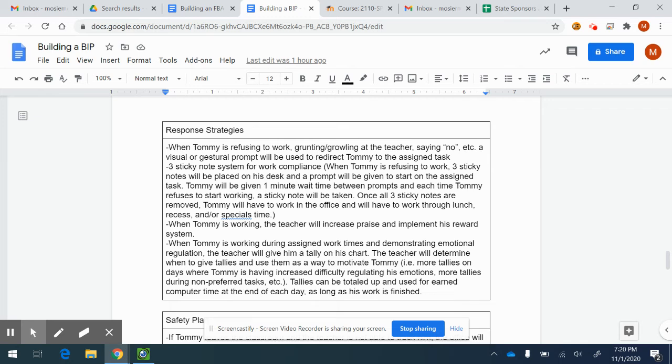Tallies will be totaled up, and those will be able to be cashed in for earned computer time at the end of each day as long as his work is finished. So another important piece of that is making sure again that he's meeting our conditions. If he does not have his work completed, then he would need to wait to cash that computer time, and he would need to use that time to do his work. So another motivator there for him to get his work done on time.